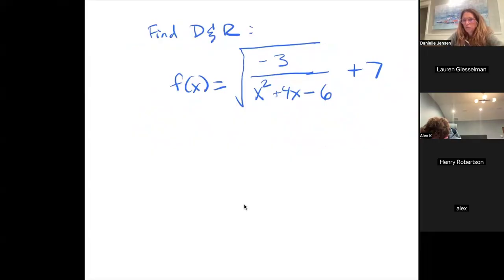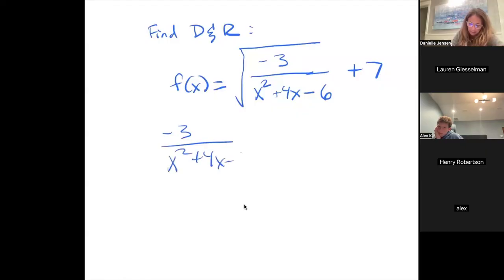Okay, so always start with the domain, because especially in quadratic problems, it's going to help you inform the range often. So square root is problematic. I want to make sure -3 over x squared plus 4x minus 6 is greater than or equal to 0. But it actually is never going to be 0, because the only way a fraction is 0 is if the numerator is 0.